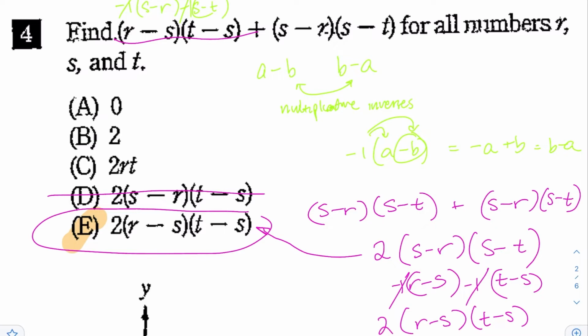What you can also do is just replace the variables with numbers for r, s, and t. You can make r equal to 5, s equal to 3, and t equal to 2. And you just substitute in. That's another way to do this problem.